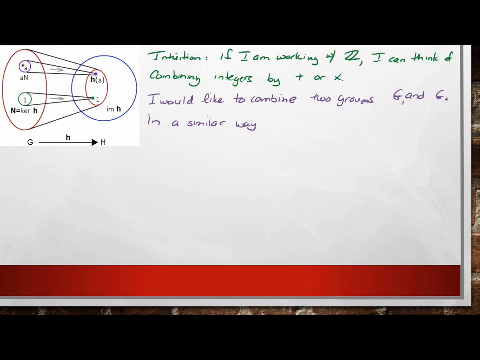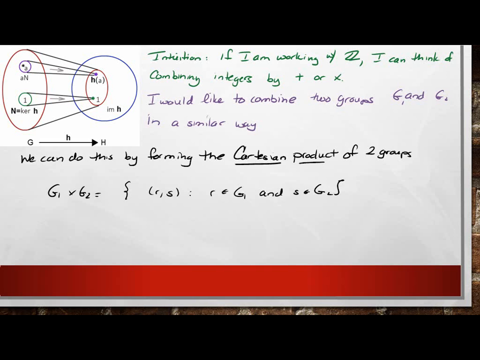What we'd now like to do is pair entire groups together. If I have two groups, G1 and G2, I could put those two groups together in a similar way. We can do this by forming what's called the Cartesian product of two groups. You see the Cartesian product in real analysis class and in linear algebra. You can actually take the Cartesian product of Z2 over and over, and that is a vector space over a finite field. So it's a different kind of field. It's kind of neat.